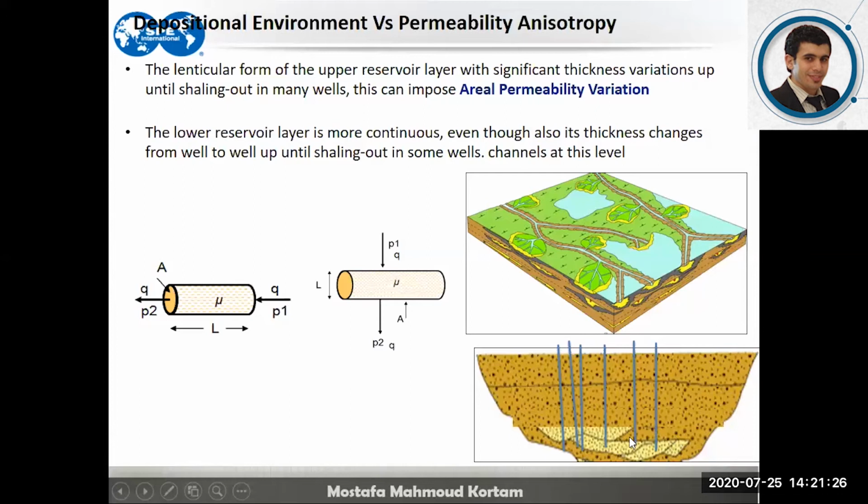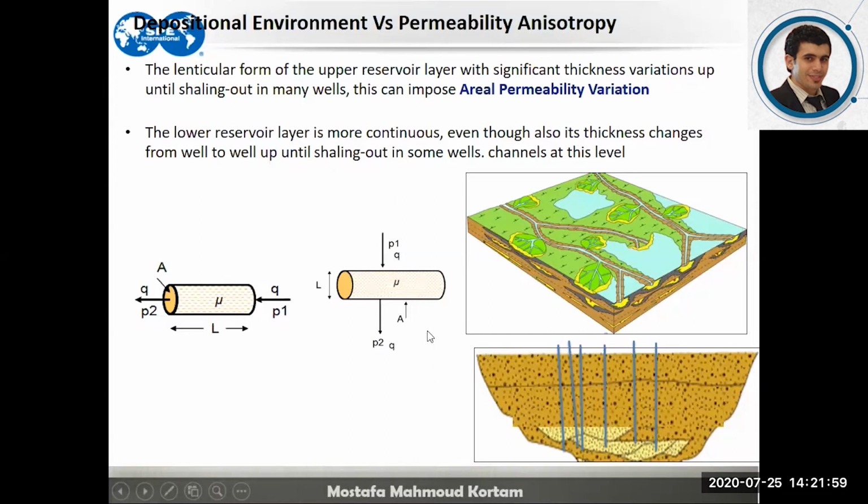So we have this kind of lens, or the lenticular configuration of the reservoir, that would be formed in this shape. The upper interval is not existing and is not encountered in several wells, while the lower interval has some continuity but still variety in the thickness.